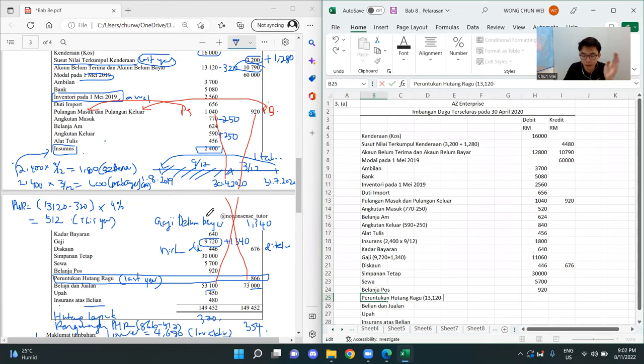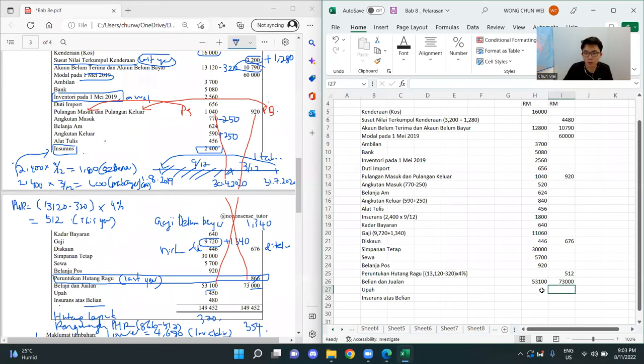13,120, the ABT, right? Minus the 320, which is our hutang lapuk, and then we times the 4%. Right. This is how we come to this figure of 512. Can you see it? So we have to replace this figure with 512, and PHR is on the credit side. Okay, then your belian in jalan 53,100 and 73,000. Then your upah is 1,450, and your insurance atas belian is 480.